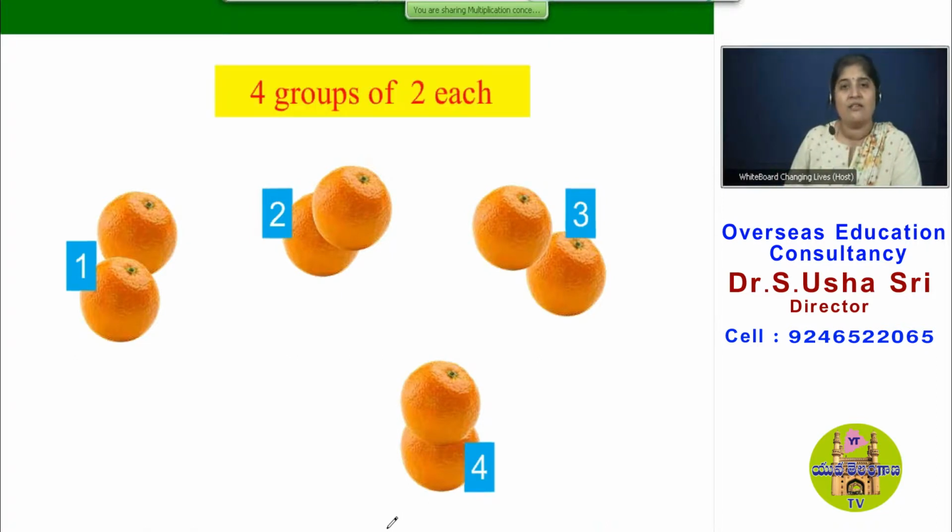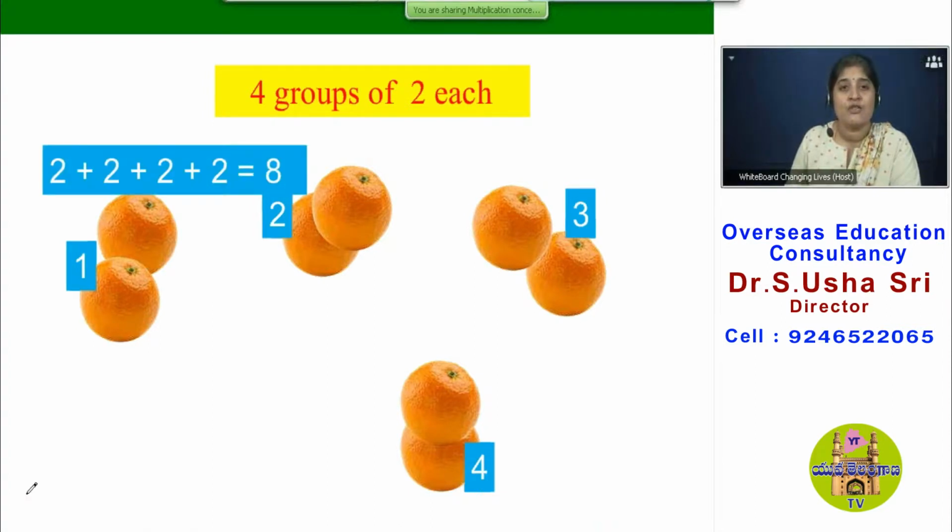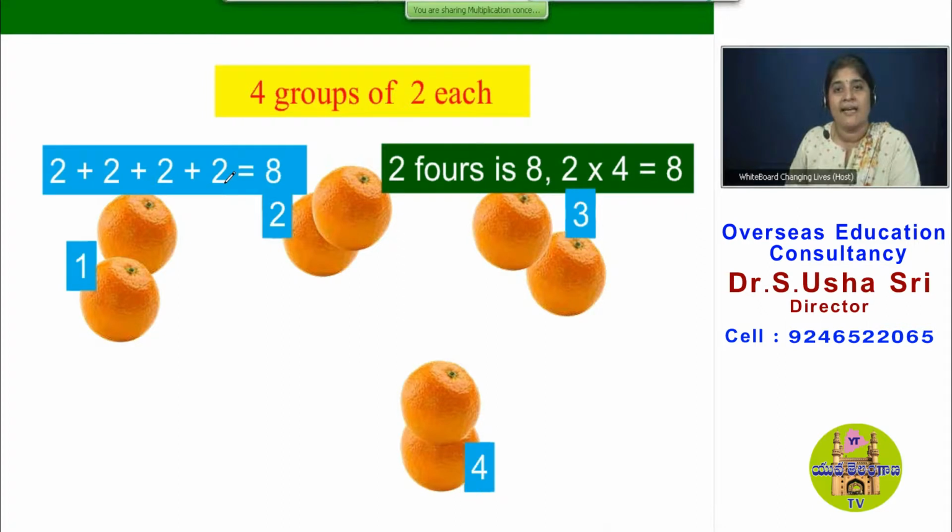So how many groups are there, children? 4 groups. And how many oranges are there in each group? 2 oranges. So 4 groups of 2 each is nothing but 8. Or I can say 2 plus 2 plus 2 plus 2 is nothing but 8. This 2, how many times have I written, children? 2, how many times? 1, 2, 3, 4. So when 2 is taken 4 times, that will give you 8. That is 2 fours is 8, but we spell it as 2 fours are 8.